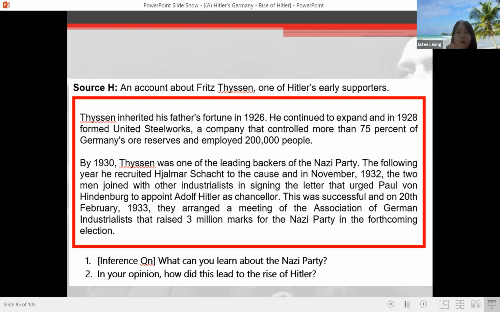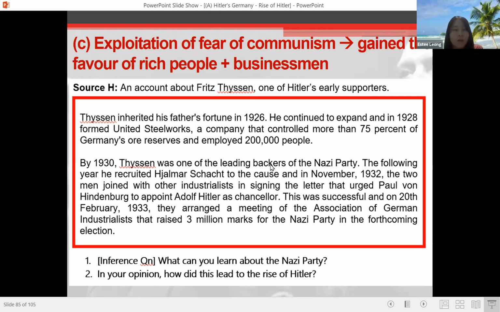So he recruited other people to the cause. He signed a letter that urged then President Paul von Hindenburg to appoint Adolf Hitler as Chancellor, and then he also fundraised 3 million marks, referring to the currency, for the Nazi Party in the forthcoming election.